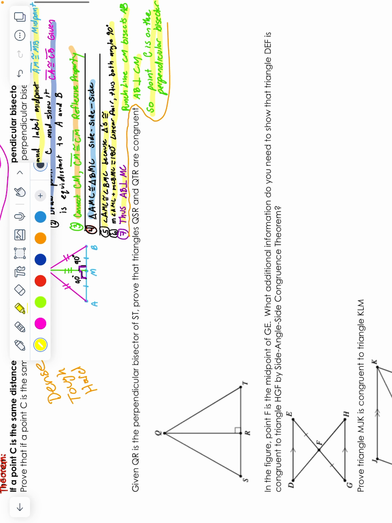So this next part is going to be kind of the same exact thing. We're just going to go in reverse. Now we're given QR is the perpendicular bisector of ST. The perpendicular part's already marked, but it also means more. We're going to prove that triangle QSR and QTR are congruent. We can kind of free flow, but I like to label my steps.